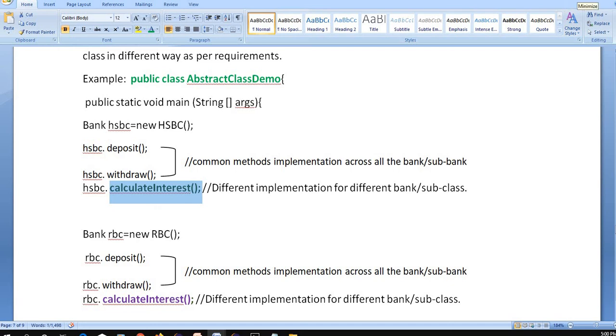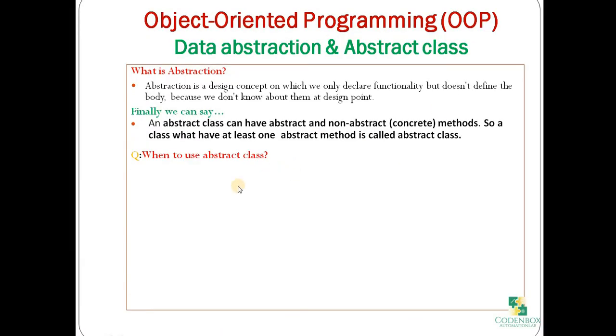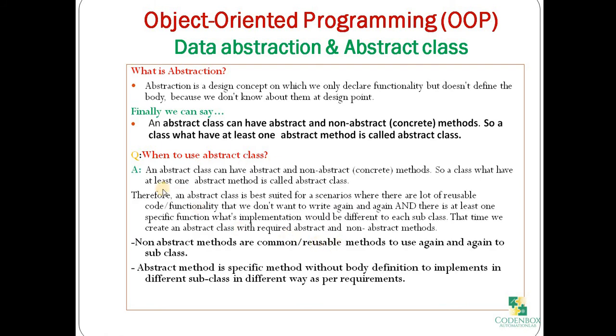Okay, let's go back to the question about when to use an abstract class. This is one of the interview questions too: what is abstraction or an abstract class, and when do we need to use it? We'll give the answer with the definition first, then explain. An abstract class can have abstract and non-abstract methods. We have seen that it's a combination of abstract and non-abstract methods.